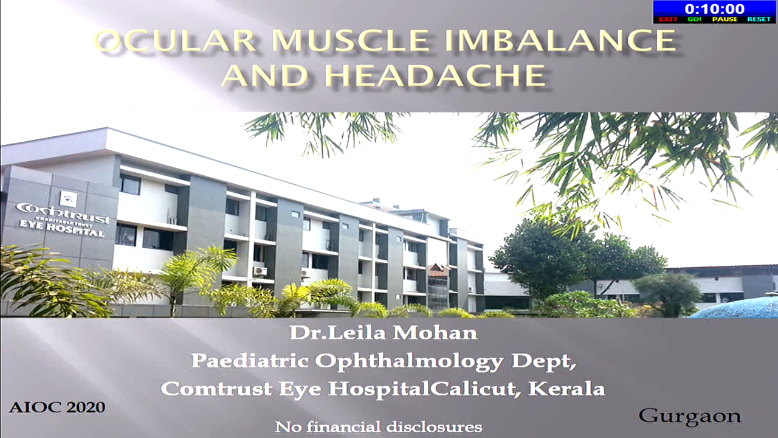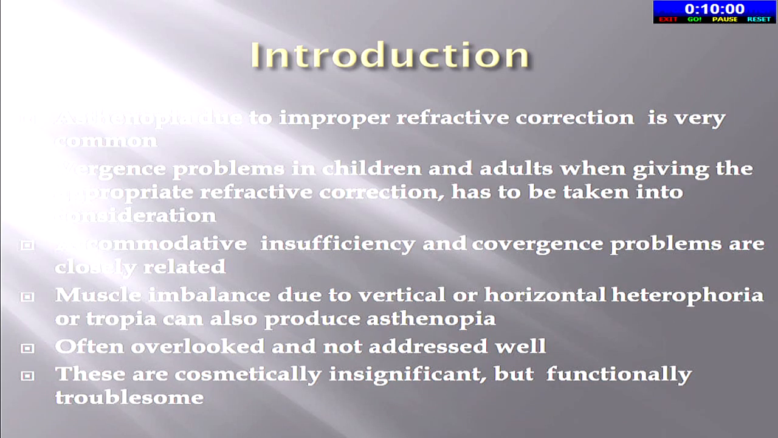I go to ocular muscle imbalance and headache and eye strain. Asthenopia due to improper refraction, we have seen, is the most common problem producing asthenopia and eye strain. Vergence problems in children, and of course, the other group of people who have vergence problems is in the presbyopic age group. And accommodative insufficiency and convergence problems are very closely related, and as seen, can be corrected either by refractive correction or by prisms.